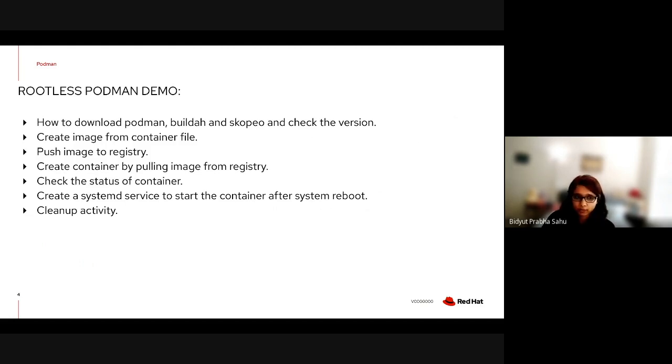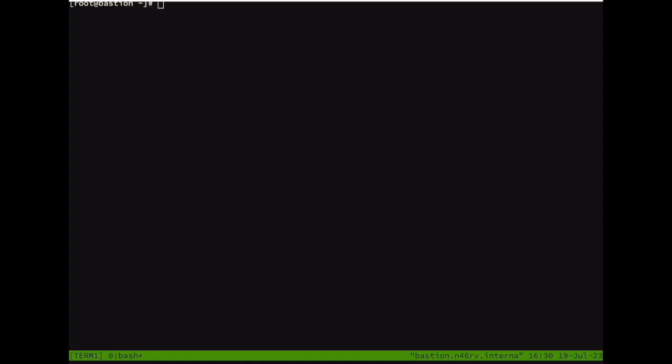The topics that he is going to cover are how to download Podman, Buildah, and Skopeo and check the version, how to create an image from the container file, how to push the image to the registry, create containers by pulling the image from the registry, check the status of the container, create a systemd service to start the container after system reboot, and then at the end, cleanup activity. So with that, I will pass it on to Adam. Adam, please take it over.